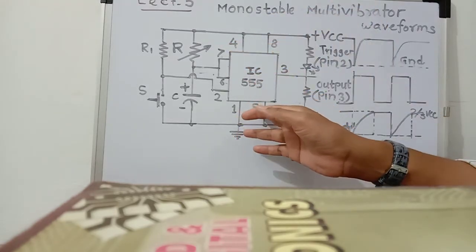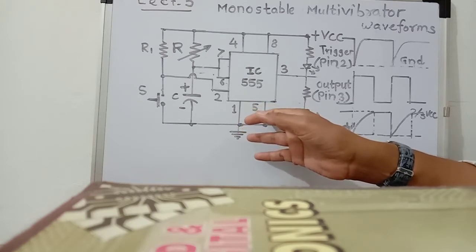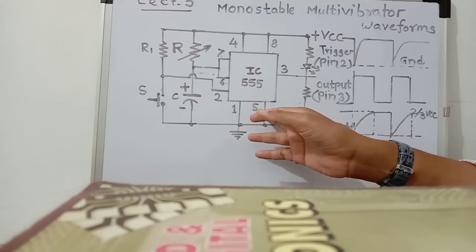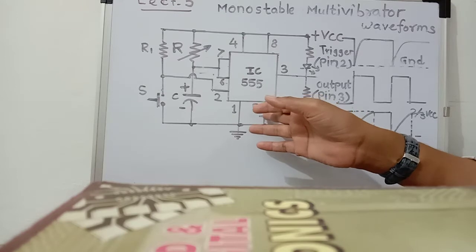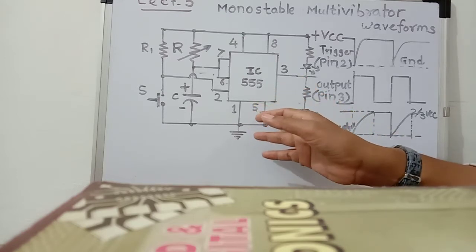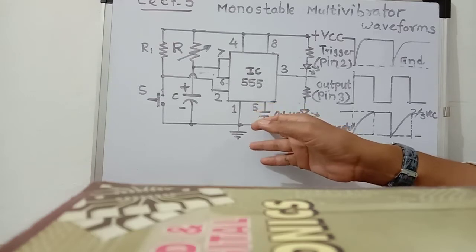And pin number 5 is connected to ground through a small value of capacitor, normally 0.1 microfarad or 0.01 microfarad. This capacitor is used to filter the external noise and to keep the control voltage 2/3 VCC constant. So for this purpose, a small value of capacitor is connected to pin number 5.